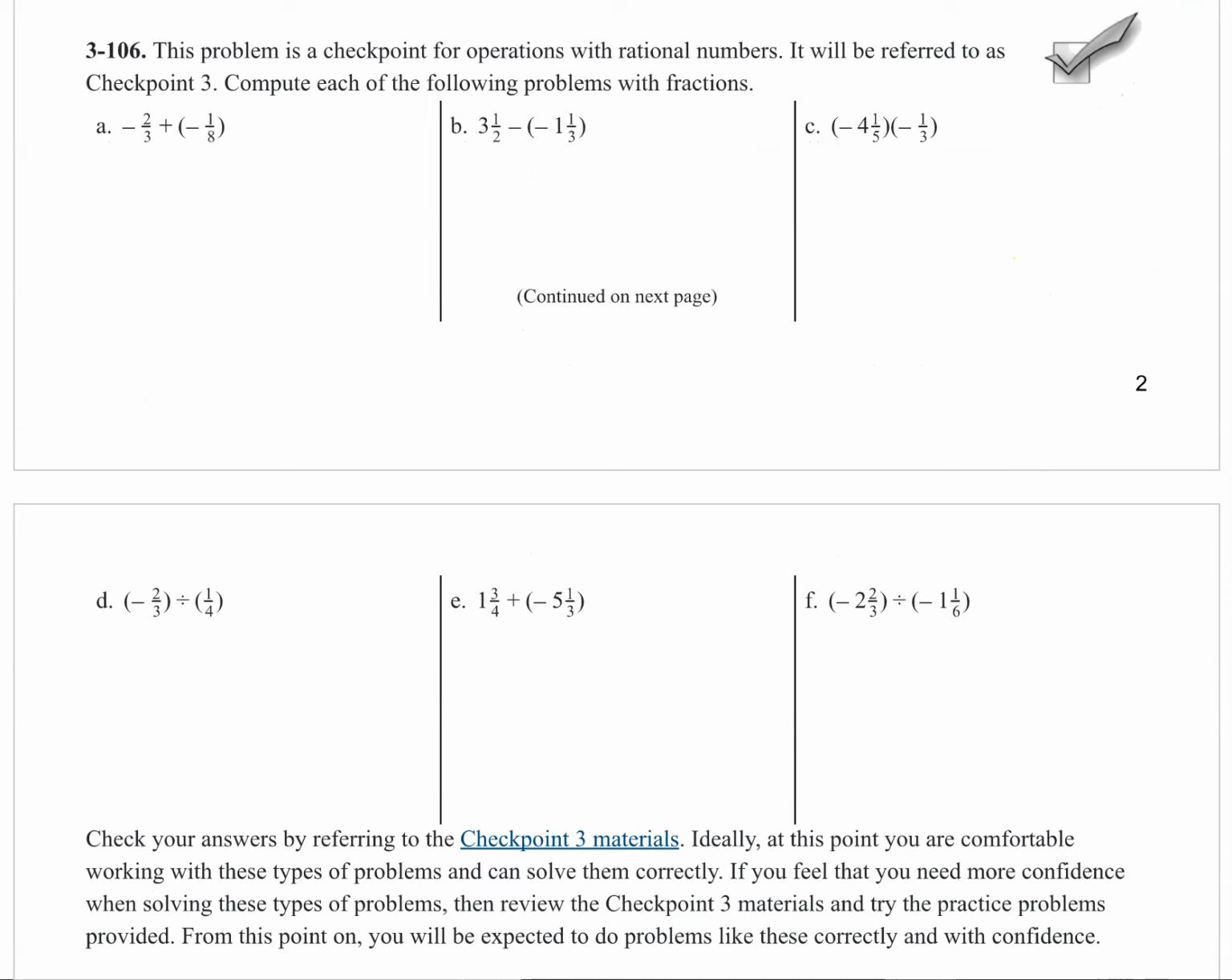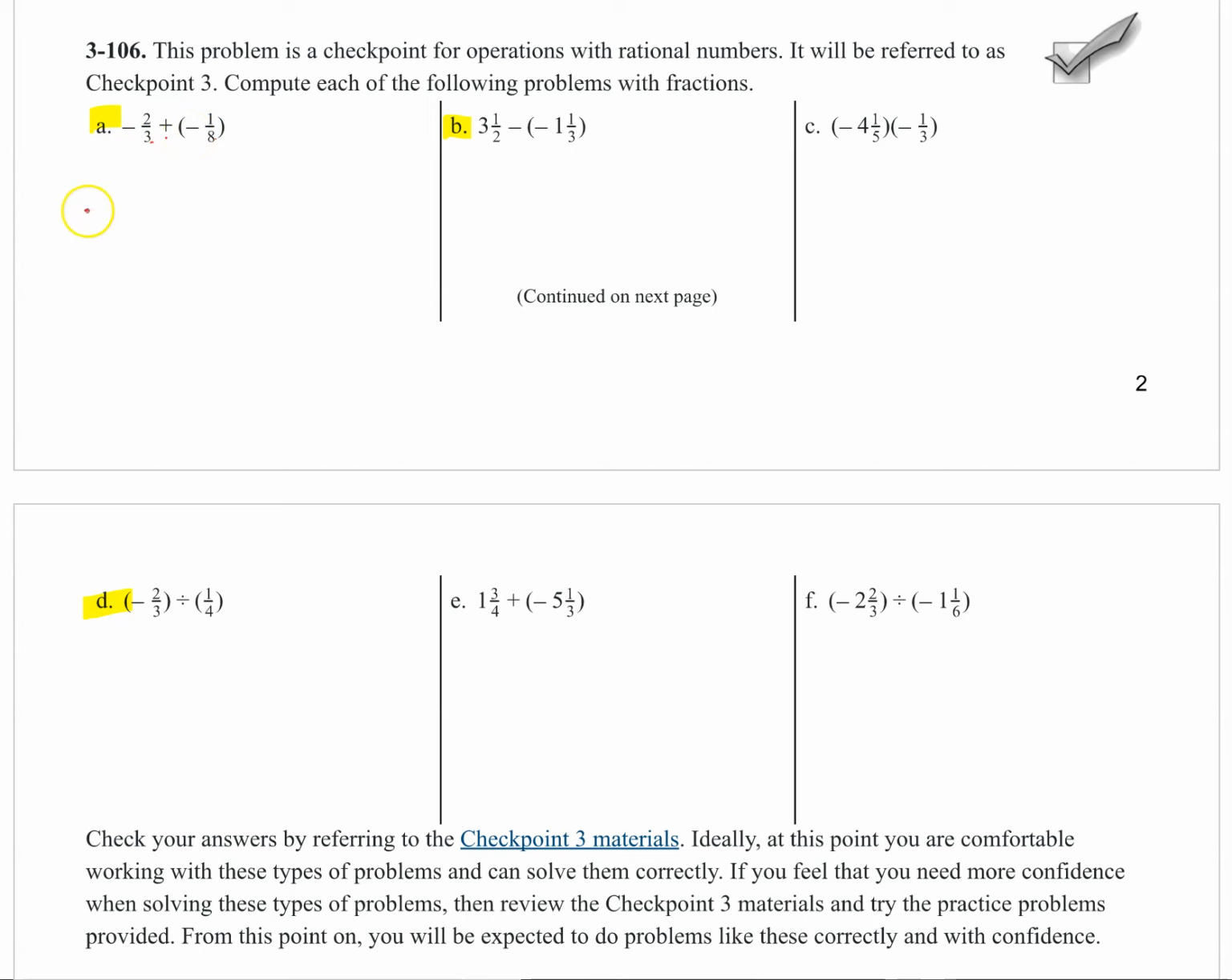3-106. This problem is a checkpoint for operations with rational numbers. It will be referred to as checkpoint 3. Compute each of the following problems with fractions. Let's start with A. I'll do one of the division ones. And let's go B. Alright, so when you add fractions, they need to have a common denominator, but they don't.